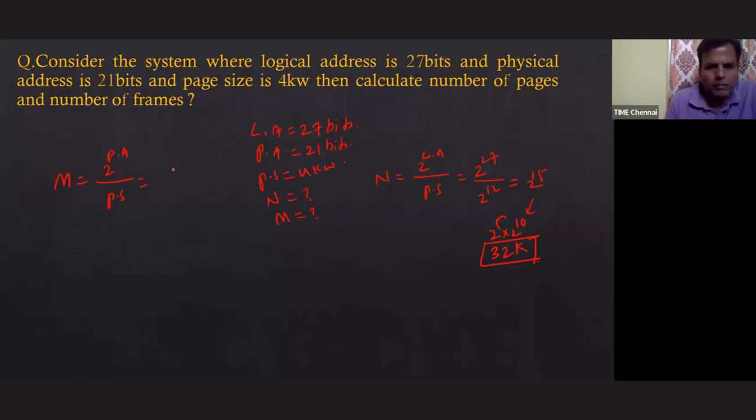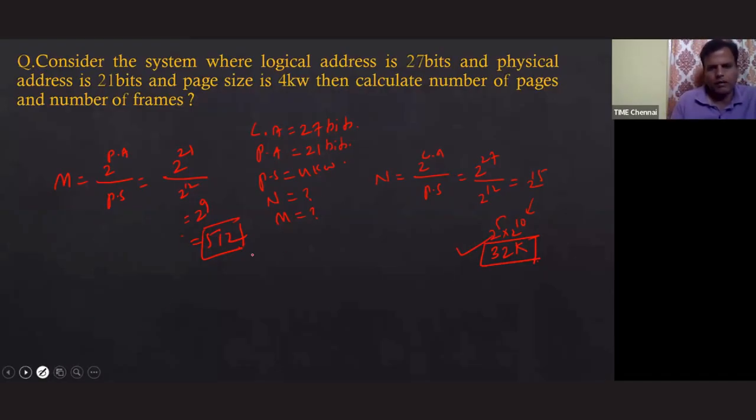2 power PA by page size: 2 power 21 by 2 power 12, which equals 2 power 9, which equals 512. So the number of frames is 512 and the number of pages is 32k. Okay, the next one.